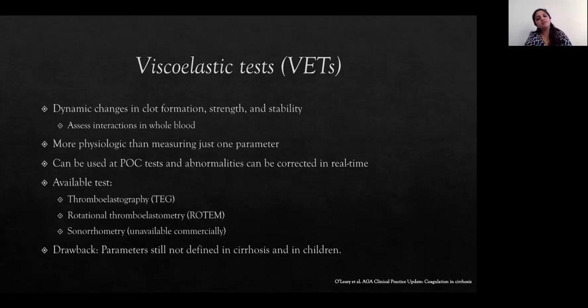Different commercially available tests are thromboelastography, or TEG, rotational thromboelastometry, which is basically TEG, but a little different mechanism and a little different parameter descriptions. And then sonorometry, which is not available commercially at this time. Drawback, just like I said, the parameters are not defined in cirrhosis. They're not yet defined in children, but the tracing can be very helpful to us.